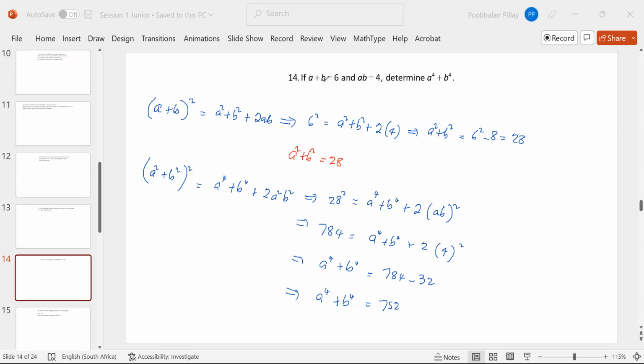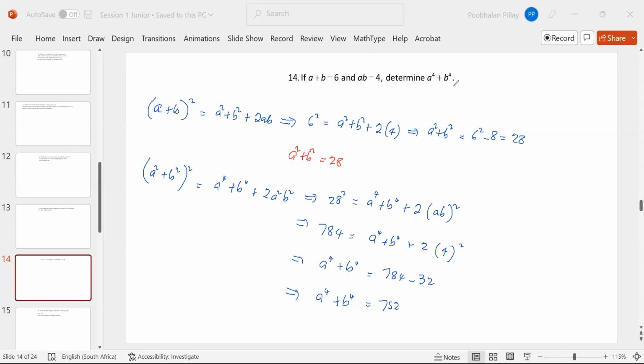The next problem says that if a plus b is equal to 6, so the sum of the two numbers is 6, and the product ab is 4, you are asked to calculate the sum of the fourth powers. Now that looks very complicated because you don't know what a is and what b is. Sometimes you might want to try to solve for a and b, and it can become very, very tricky. But there's a very clever and beautiful way of doing this.